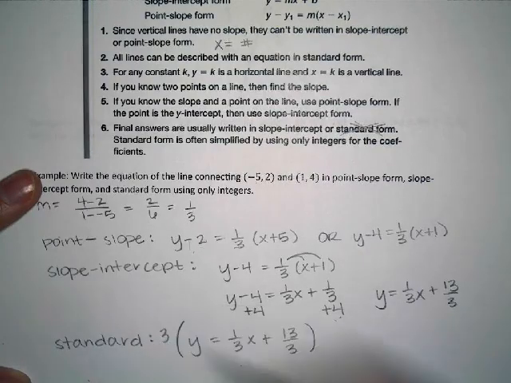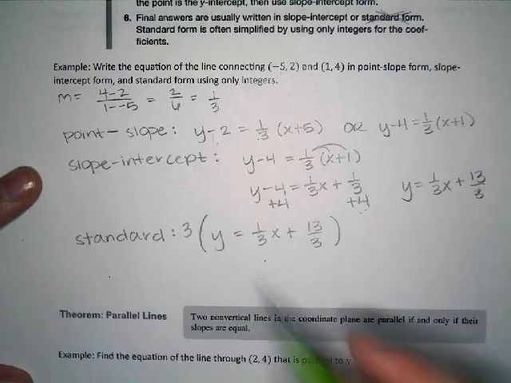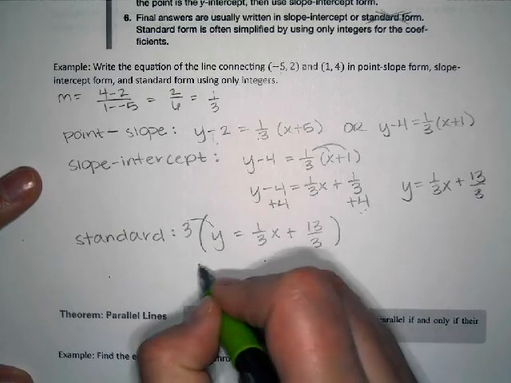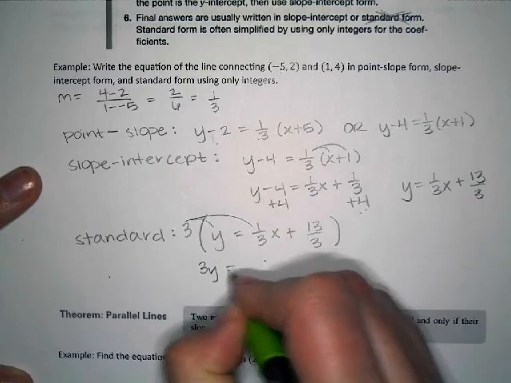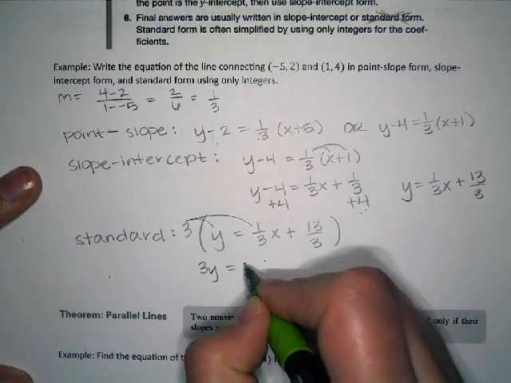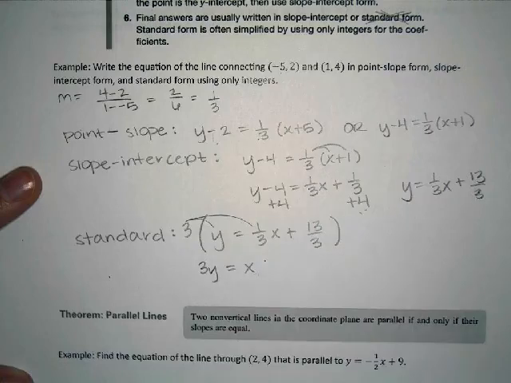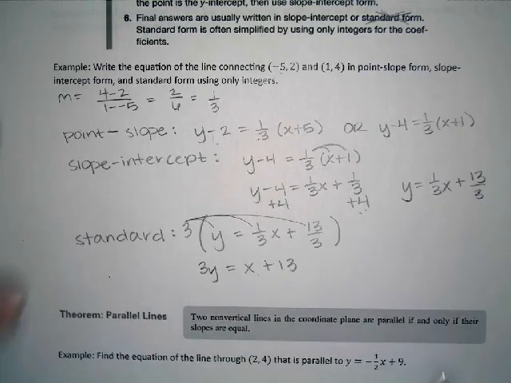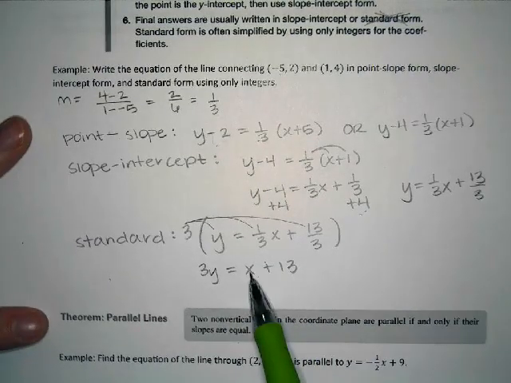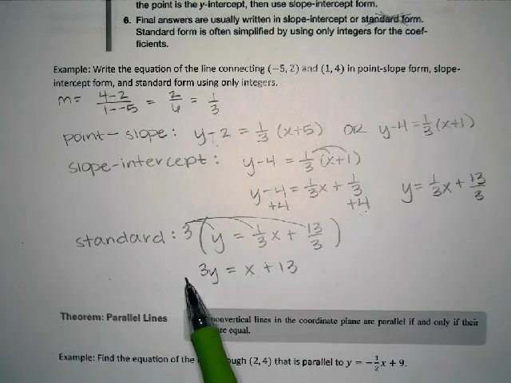So 3 times y is 3y. 3 times 1/3 is just 1. You can write 1x or you can just put x. They're the same. And then 3 times 13 thirds is just 13. Okay. Now I could subtract the x over, and then I'd have the x and the y on one side, and then a 13 on the other side.